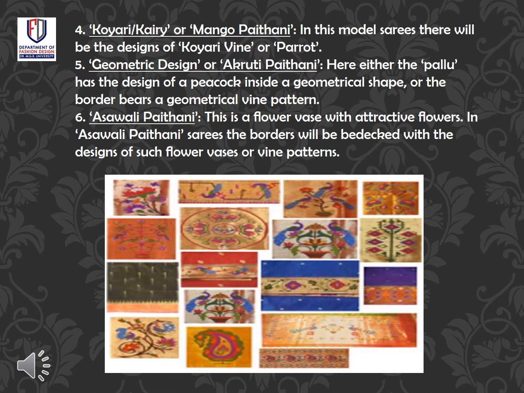Fourth one is Khoyari or Mango Paithani. In this model, saris there will be designs of Khoyari vine or parrot. Fifth one is geometric design or Akurati Paithani. Here, either the pallu has the design of a peacock inside a geometrical shape or the border bears a geometrical vine pattern. Sixth one is Aswali Paithani. This is a flower vase with attractive flowers in Aswali Paithani sarees. The borders will be bedecked with the designs of such flower vases or vine patterns.